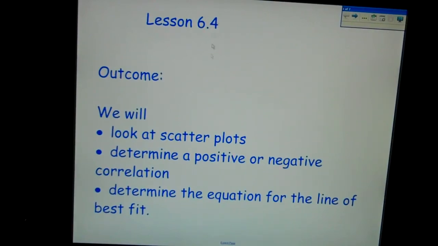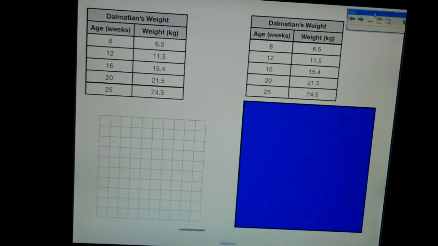Lesson 6.4. In this outcome, we will look at scatter plots. We will determine whether a scatter plot has a positive or a negative correlation, and we will also determine the equation of the line of best fit. Okay, so here's the first thing that I want you to do.